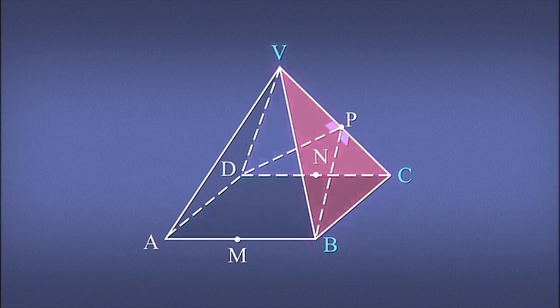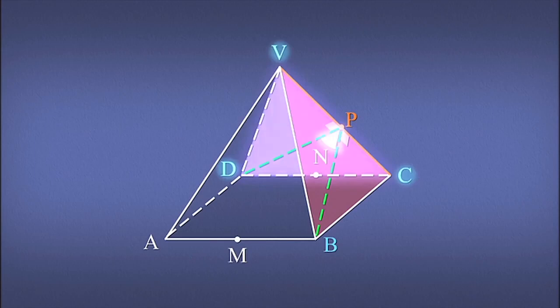Plane VBC and plane VDC intersect at the straight line VC. VC is a line of intersection. Since DP is perpendicular to VC, and BP is perpendicular to VC, DP and BP are the two arms of angle DPB. Angle DPB is the angle between plane VBC and plane VDC.